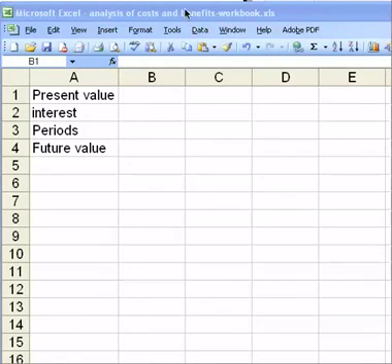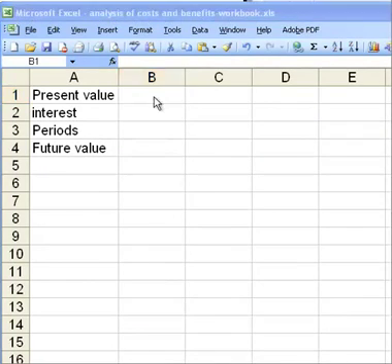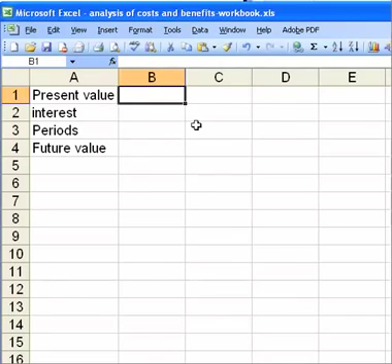It's really quite easy to calculate future value in Microsoft Excel. I've created a column with some labels. Present value is in column A, cell A1, then interest, the periods (compounding periods in the future value). Those are the labels. And I'll go into cell B1 and I'll put in my original starting amount, which will be $1,000.